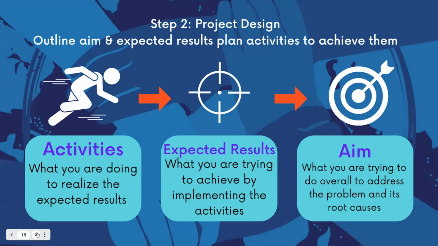It's also really important to look at the expected results. So think through and be clear on what impact you're trying to make by implementing these activities. This is the expected results. So implementing activities may not fully achieve the aim, but they should be able to achieve the expected results.